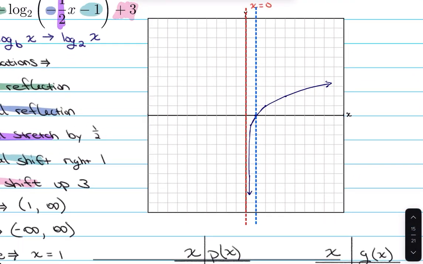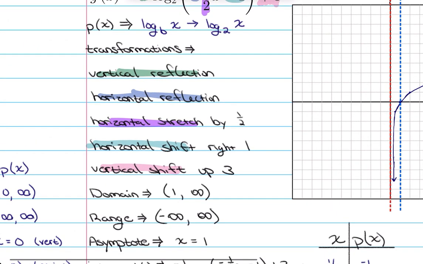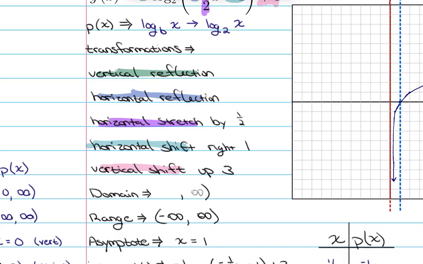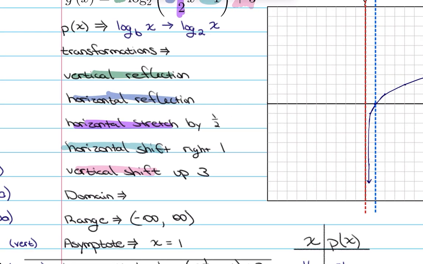So we have reflected this. I'm going to come back here because I did make a mistake. We did this horizontal reflection, so that also messes with the domain. So I made a mistake on that, so we're going to come back to it and I'll fix that one. Sorry about that. Okay.